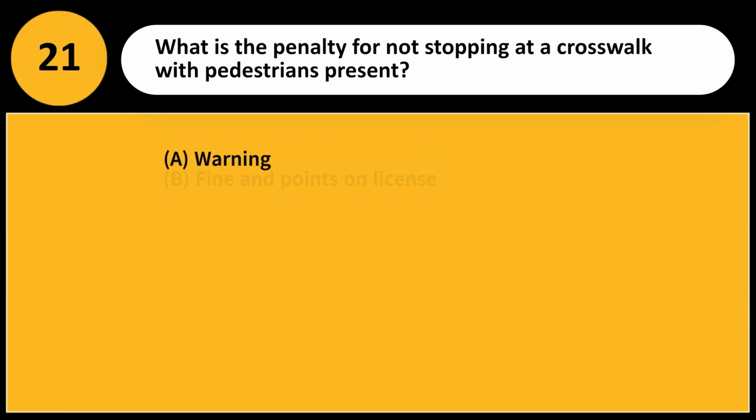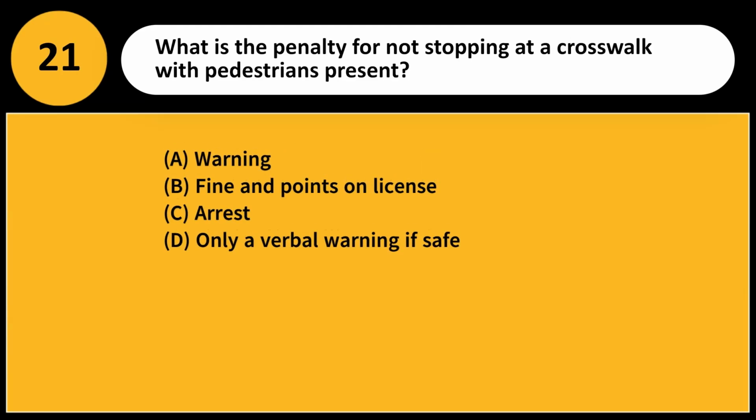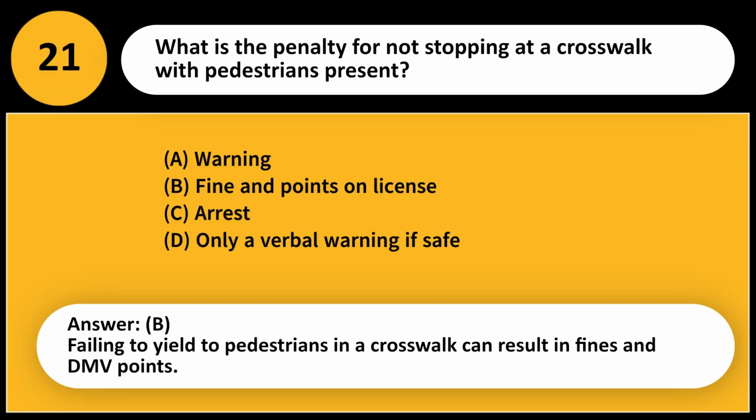What is the penalty for not stopping at a crosswalk with pedestrians present? A. Warning. B. Fine and points on license. C. Arrest. D. Only a verbal warning if safe. Answer, B. Failing to yield to pedestrians in a crosswalk can result in fines and DMV points.